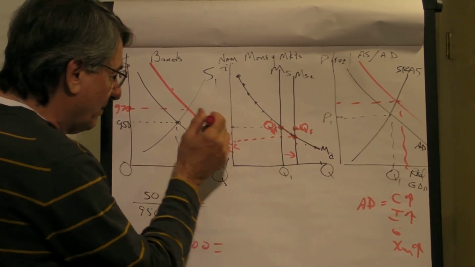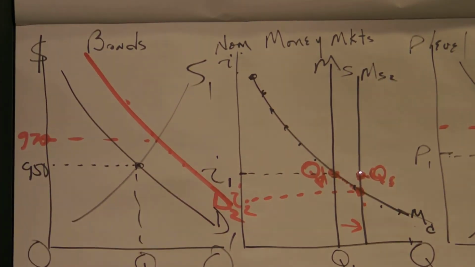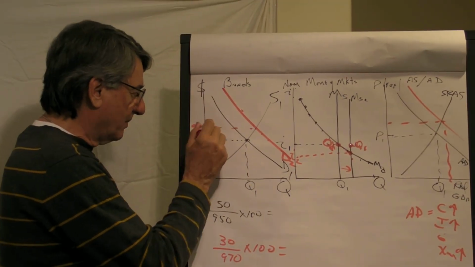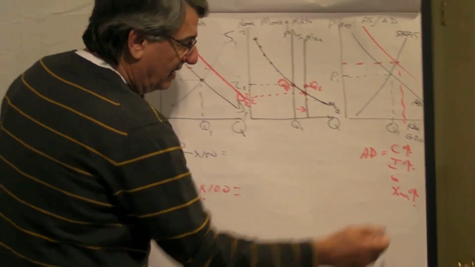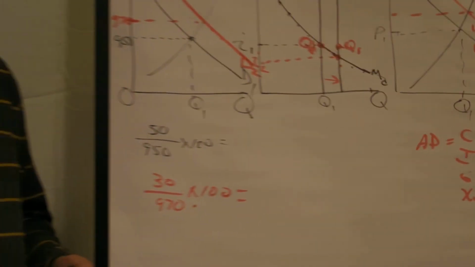So the Fed's in the bond markets buying, and then in response to the increase in the money supply, people are in the bond markets buying. Bond demand goes up, price of bonds goes up, interest rates go down, and that causes consumption, investment, and net exports to increase. Aggregate demand shifts to the right.